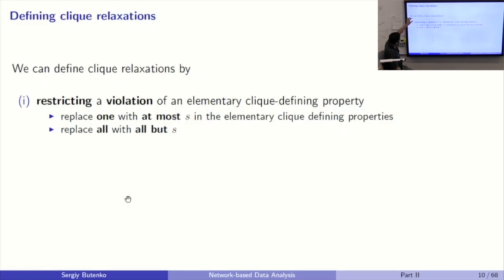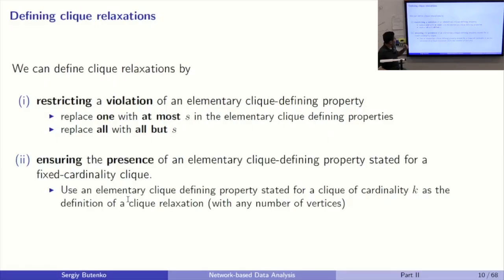So this is restricting a violation of an elementary clique defining property. Essentially, if you look at all these definitions, you can replace 1 with at most S in these elementary clique defining properties, or replace all with all but S. And you'll see that this will cover a lot of the concepts that we discussed so far. You introduce an error, a negative thing in the system, right, but you're controlling it. The other approach is more of the positive thinking.